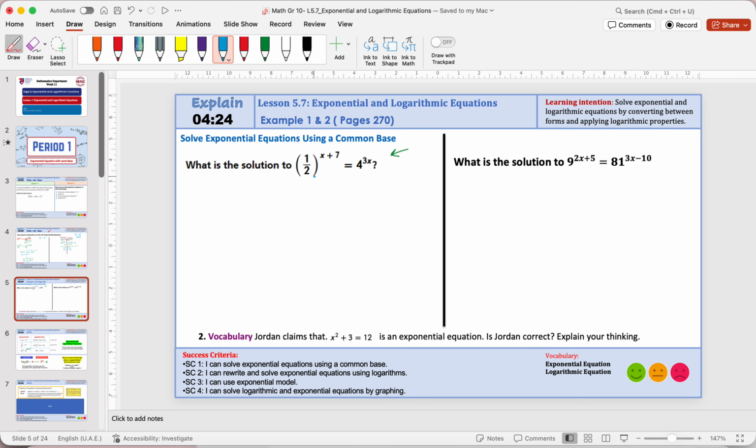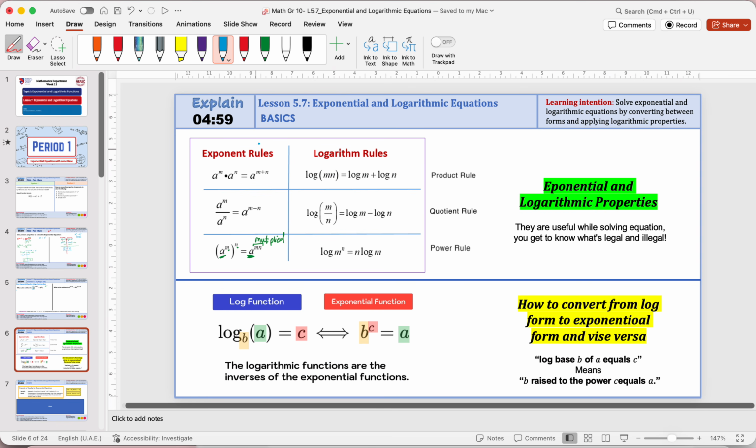What will you do if you have different bases, but there is a potential to change into the same base? Now I can see that the 4, keep in mind, is 2 squared, obviously. And this is not 2, this is 1 over 2. Now there's a very nice property. I don't think it's here, but I'll write it here.